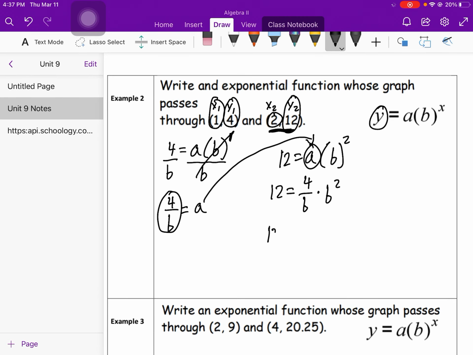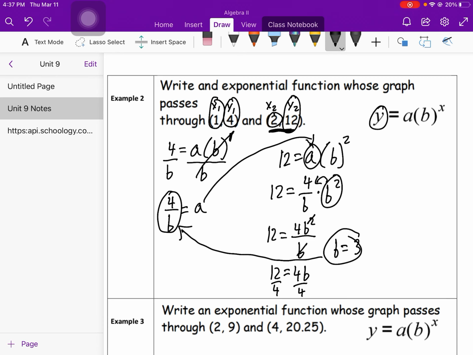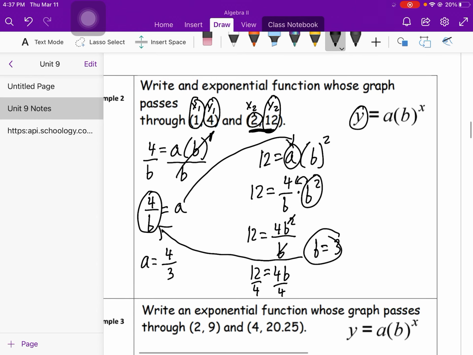So what I end up getting is 12 equals 4b squared over b. This b squared is going to go to the top. And then using our rules of exponents, this b goes away and we're left with 4b, divide by 4, and we get b equals 3. Now that I know what b is, I'm going to take that value here and plug it in over here. So a is going to equal 4/3, and there I solve for a.